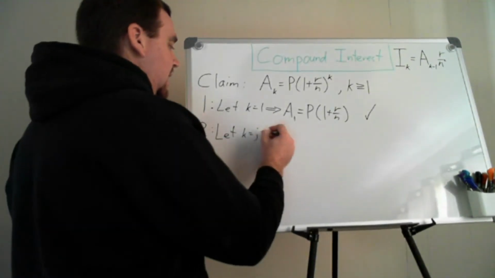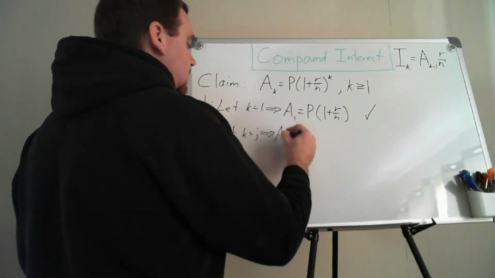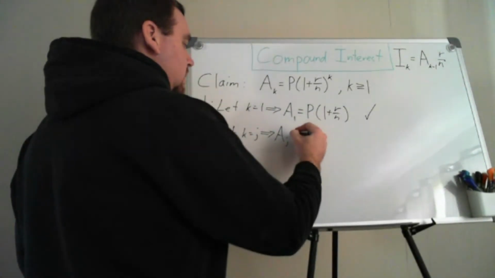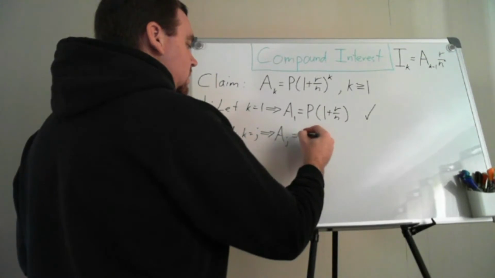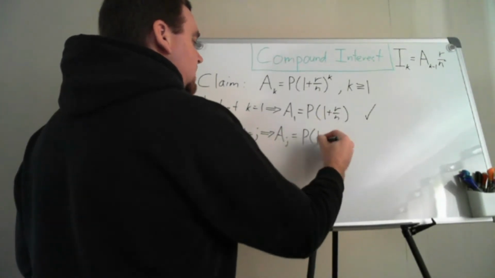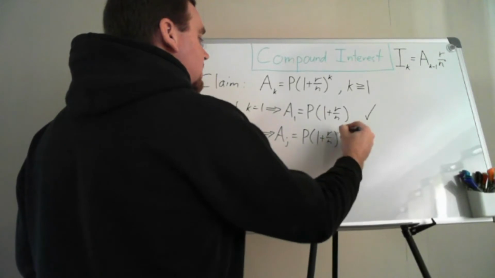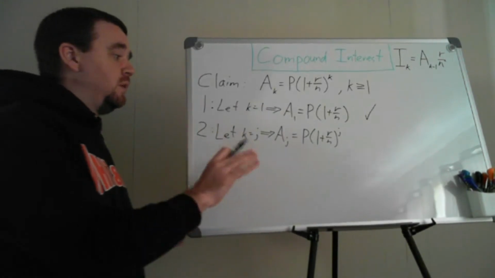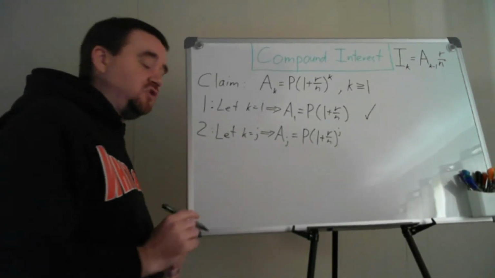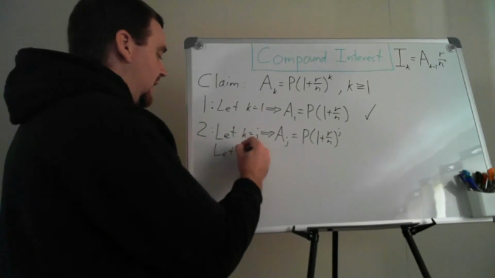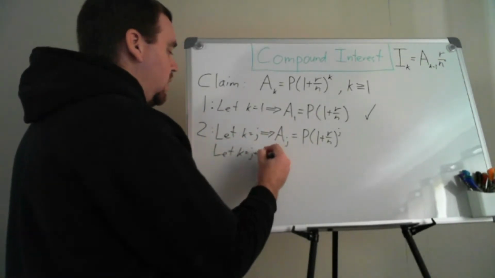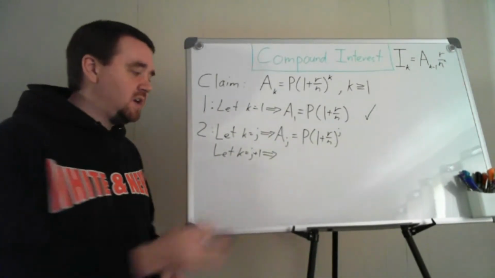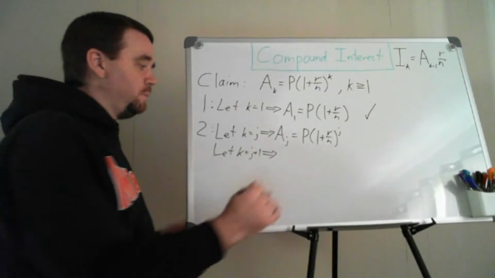All right, then we have A sub j equals P times 1 plus R over N to the j. That's true by assumption. Okay? And then we say, what happens when we increase j by 1? So now we let k equal j plus 1. And now we basically do what we were doing before, only this time without a concrete number, just the variable j plus 1. All right?